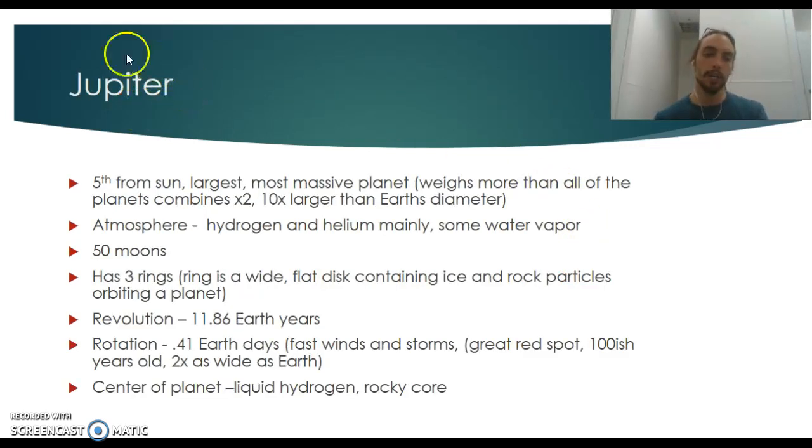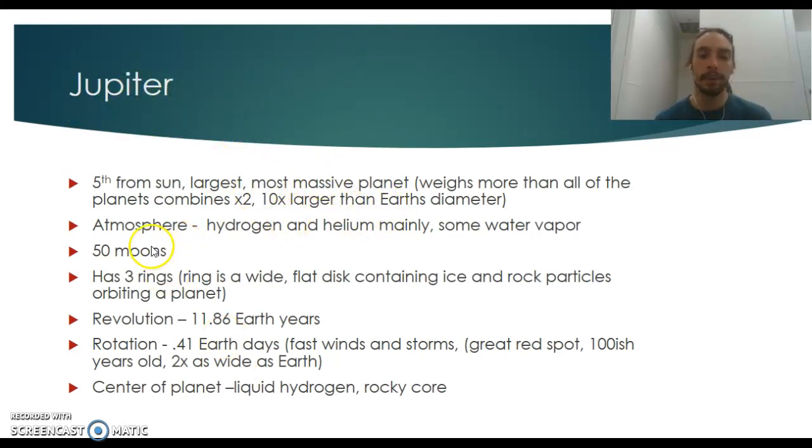So Jupiter. Jupiter is the fifth planet from the Sun after Mars. It's the largest, most massive planet by far. It weighs more than all of the other planets combined times two, and it's 10 times larger than the Earth's diameter. So if you remember, Earth is the largest inner planet. Multiply that by 10, and you get Jupiter.